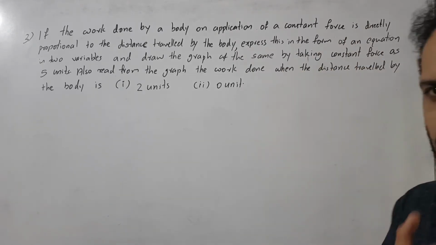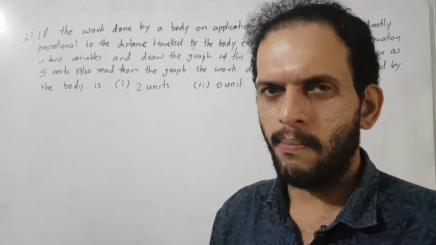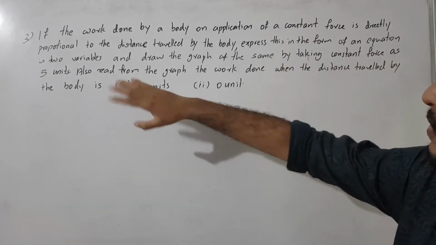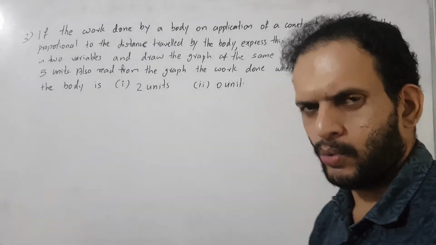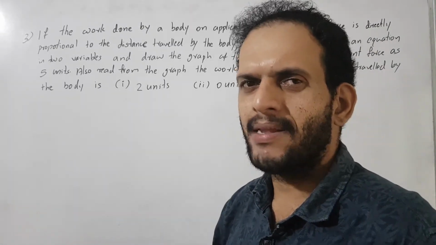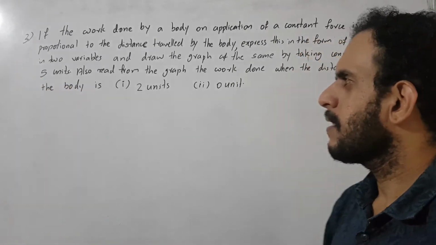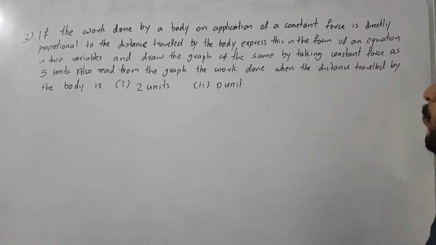The distance traveled by the body, as you studied in physics, is a displacement, but here we do not have a displacement, here it is the distance. Okay, and we need to make an equation, and after that we need to draw the graph of the same equation, and the force value is given. The force is equal to 5 units.